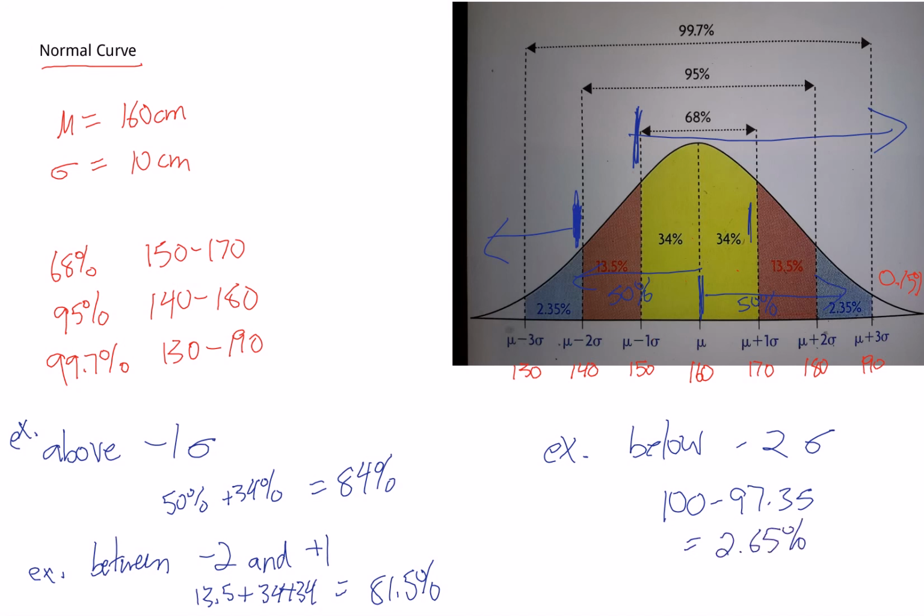Okay, so as long as our data is right on the standard deviation lines, we can use this graph and this chart to help us figure out any kind of percentage. And that's it.